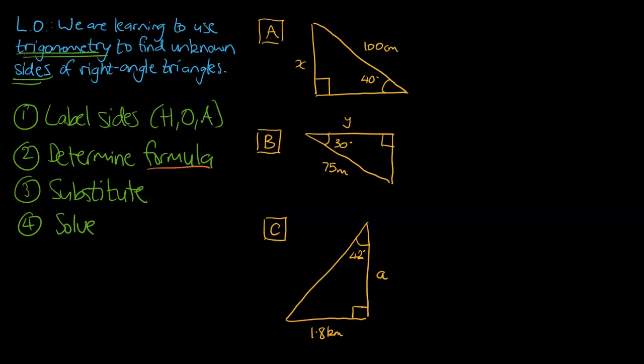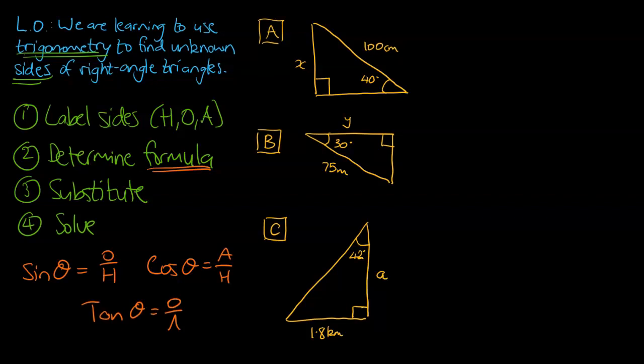So before we move on to the questions, we'll focus a bit more on this idea of determining the formula. And if you remember from last time, we had 3 formulas. The first one was sine angle equals O over H. We also had cos angle equals A over H. And finally, we had tan angle equals O over A.